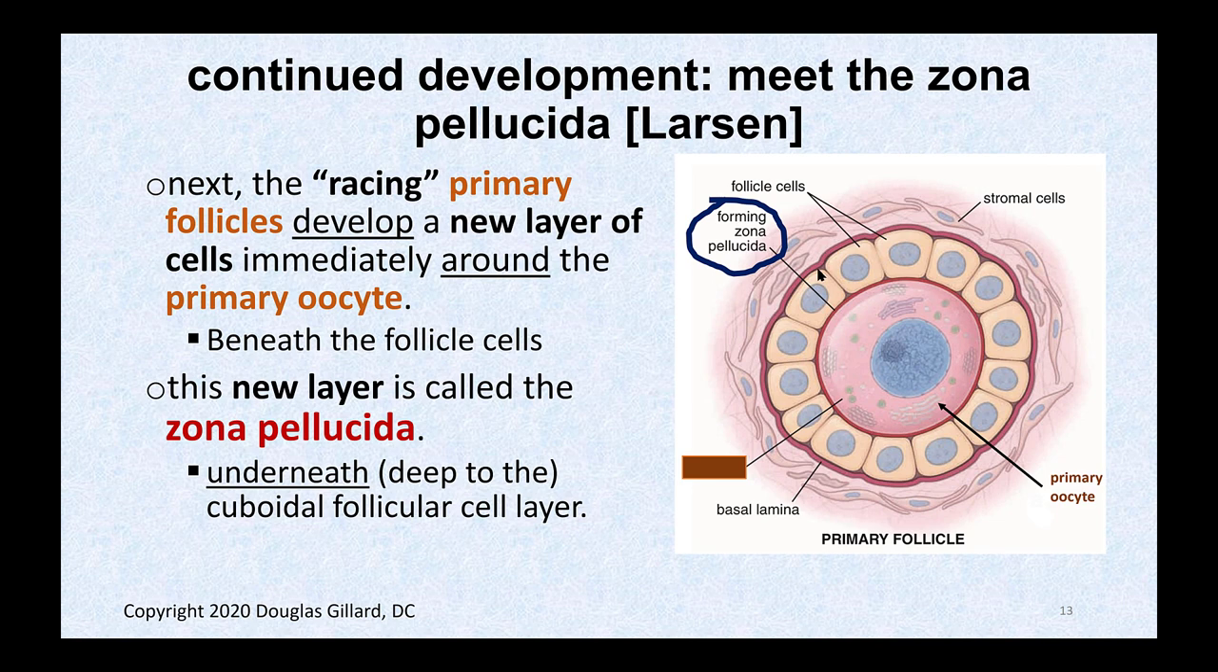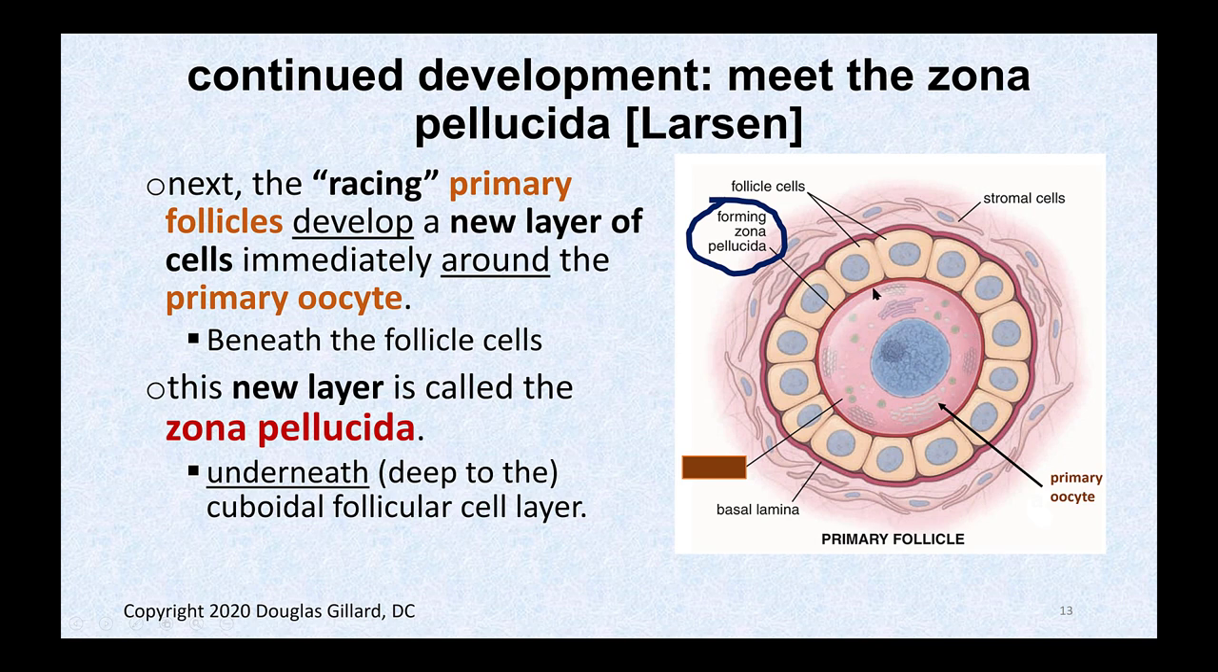You probably don't remember too much from embryology, but I bet you remember the zona pellucida. That's because it was pretty tough for the sperm to get through, right? The granulosa layer, you probably remember that. Well, let's see where they come from. The racing primary follicles develop a new layer. This new layer develops underneath the follicle cells or above the primary oocyte, and that's your zona pellucida that forms right there.